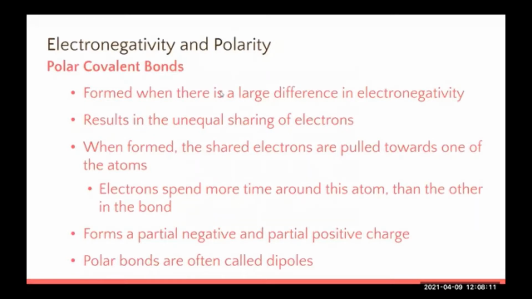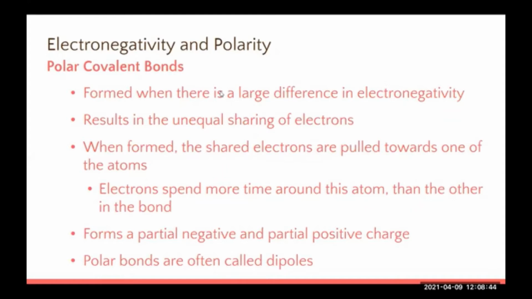So when we're talking about polarity of a covalent bond, that's formed when there's a large difference in electronegativity. So items that are closer together on the periodic table are often more nonpolar than things that are apart. And all this means is that there's an unequal sharing of electrons, meaning there's going to be one atom that's going to have the electron more, so it's going to get more slightly negative, and the other one's going to get more slightly positive because it's not having the electron as much.